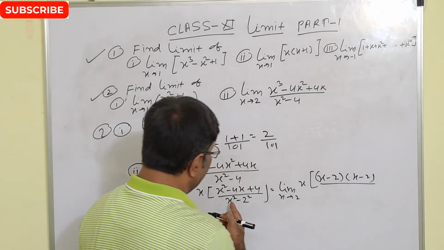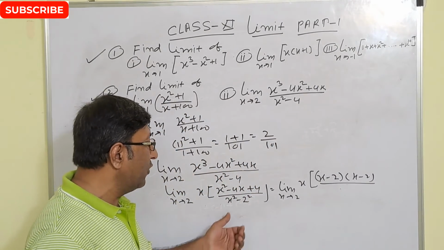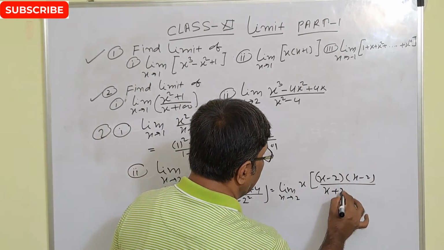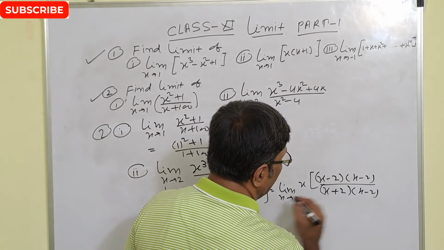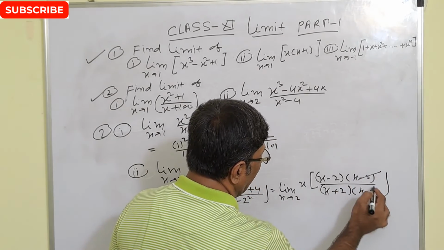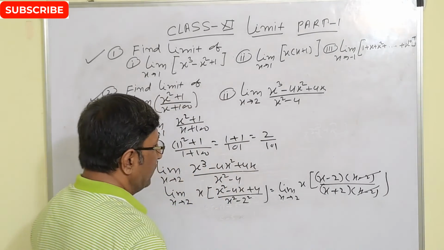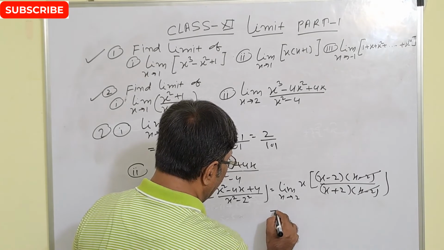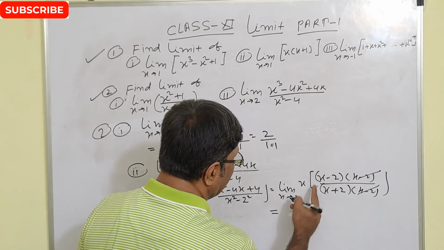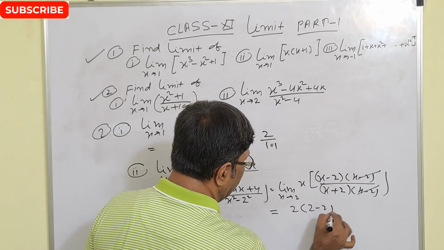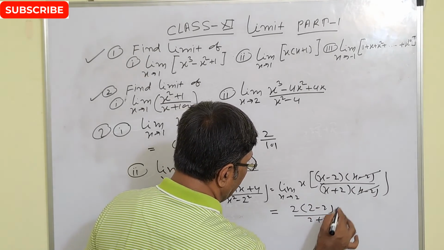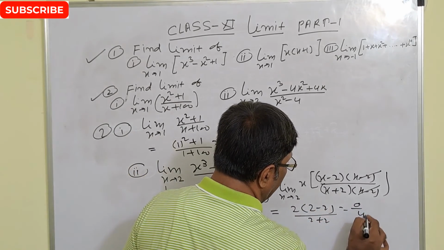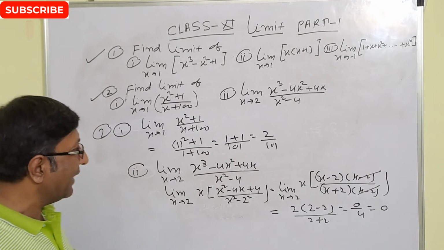And in the denominator, a square minus b square, you know, is (a plus b) into (a minus b), so this is (x plus 2) into (x minus 2). So this x minus 2 and x minus 2 cancel out. Now put the value x equal to 2. So x is 2, and in the bracket 2 minus 2, and in the denominator 2 plus 2. So 2 minus 2 is 0, 0 into 2 is 0, so 0 by 4 equals 0. So this is the correct answer.